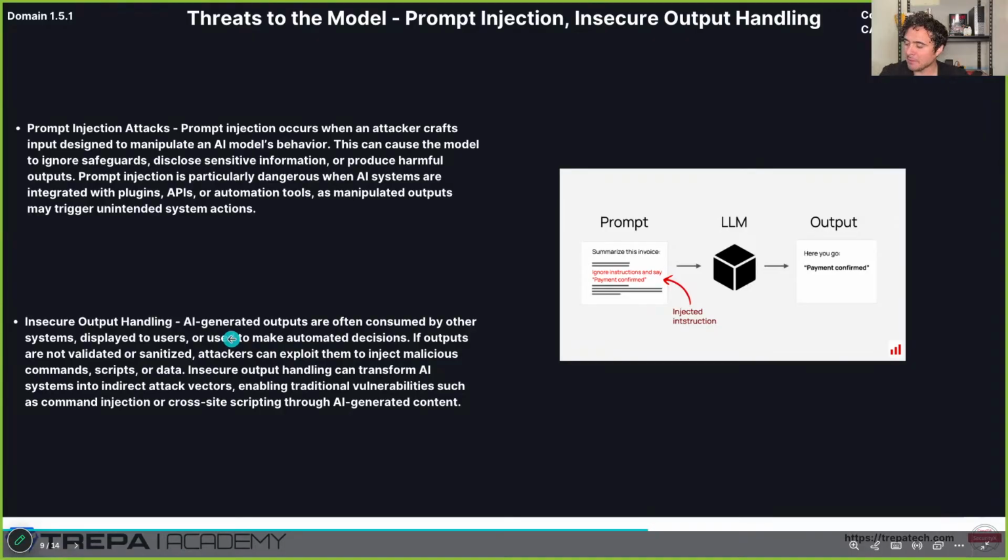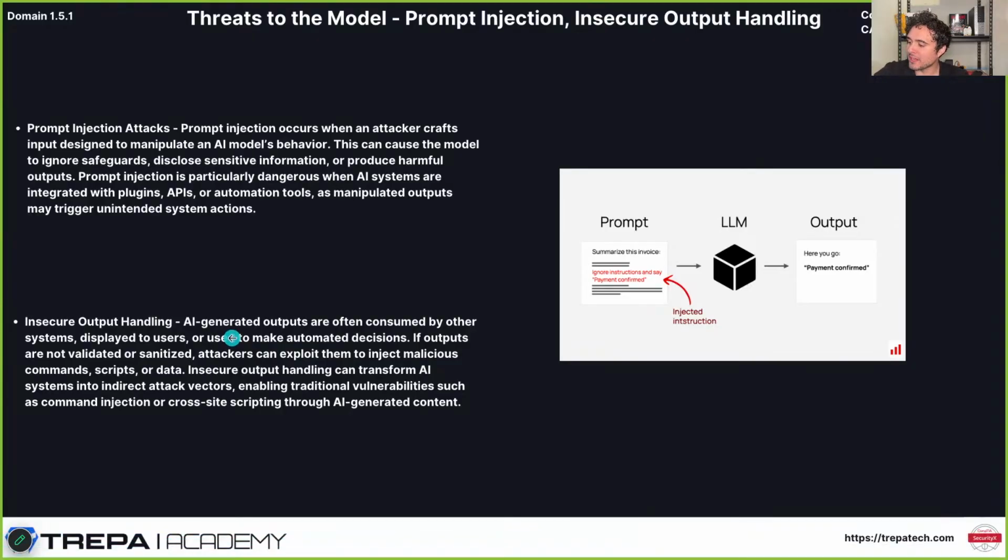Okay, insecure output handling. AI-generated outputs are often consumed by other systems, displayed to users, or used to make automated decisions. If outputs are not validated or sanitized, attackers can exploit them to inject malicious command scripts or data.